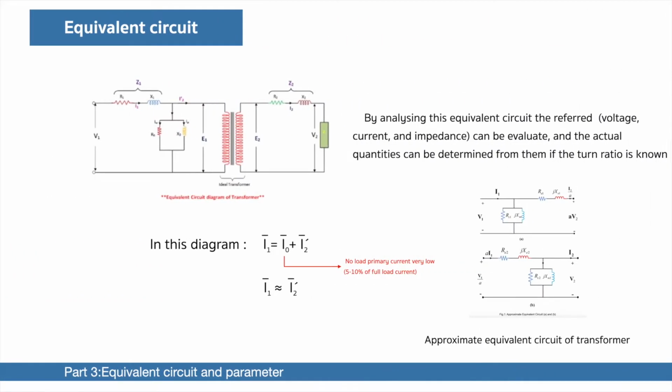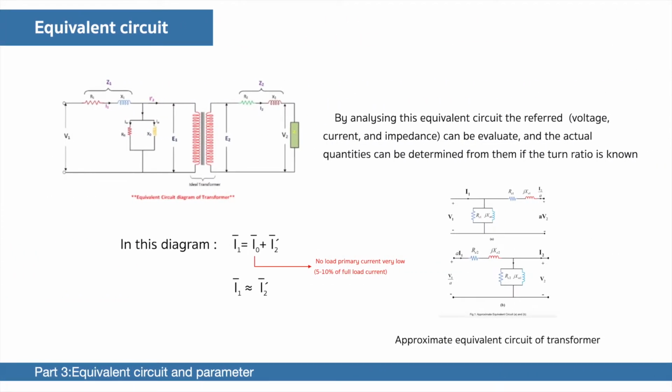By analyzing this equivalent circuit, the voltage, current, and impedance can be evaluated, and the actual quantities can be determined from them if the turns ratio is known. What happened here? There will be a drop across it because some part of I1 is I0, which is very small. So we can say that I1 is approximately equal to I2 dash, so we can call it the approximate equivalent circuit of the transformer. In order for a model to be useful, there must be a way to determine the values of the model parameters.